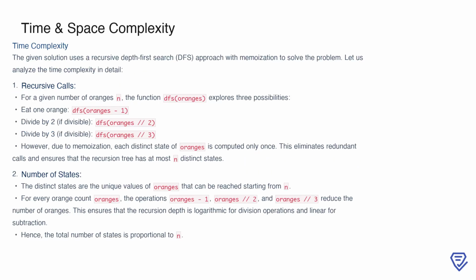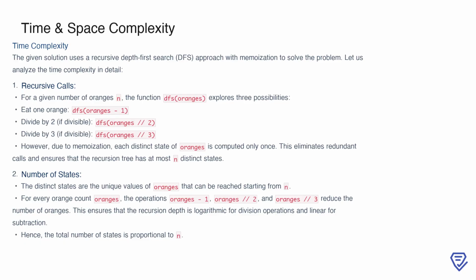To analyze the time complexity of our solution, we start by considering its recursive depth-first search approach combined with memoization. For any given number of oranges, n, the function explores up to 3 possibilities: eating 1 orange, dividing by 2 if divisible, and dividing by 3 if divisible. Without memoization, this could result in many redundant recursive calls. However, memoization ensures that each distinct state of oranges is computed only once. This optimization limits the recursion tree to at most n unique states.